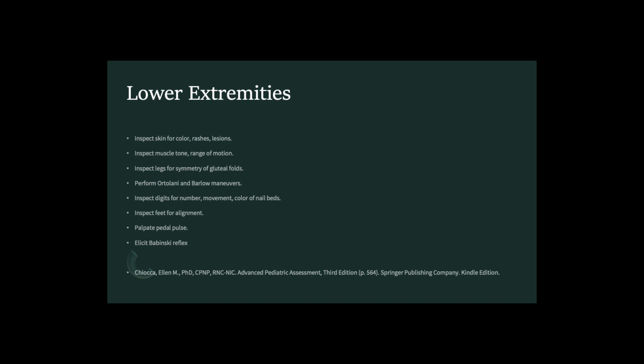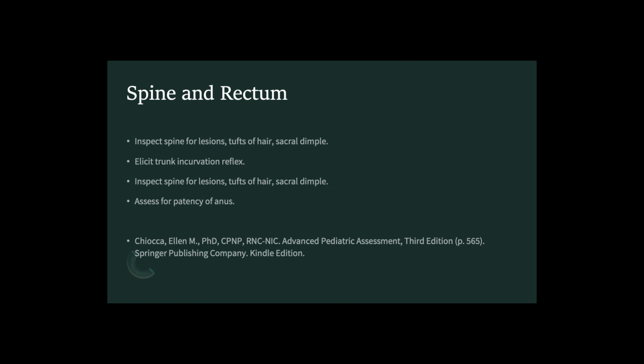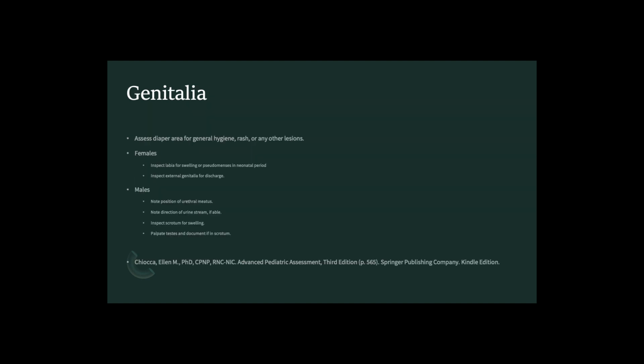And there's great videos on YouTube, so we don't have to repeat that here. For the spine and rectum, obviously we want to be assessing them for any malformations, such as a myelomeningocele. So at the base of their spine, we'll be looking for lesions, rashes, dimples, or tufts of hair. And then genitalia, of course, that's important as well. We want to inspect the diaper area for hygiene and rashes, and we also want to look and make sure the external genitalia looks normal.